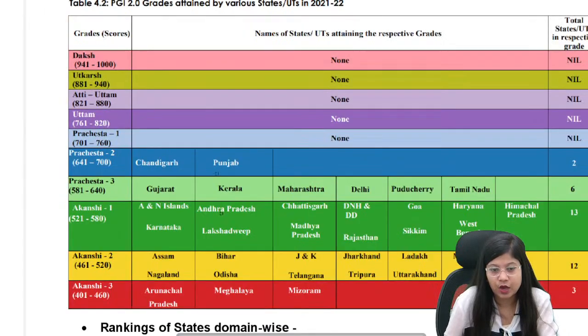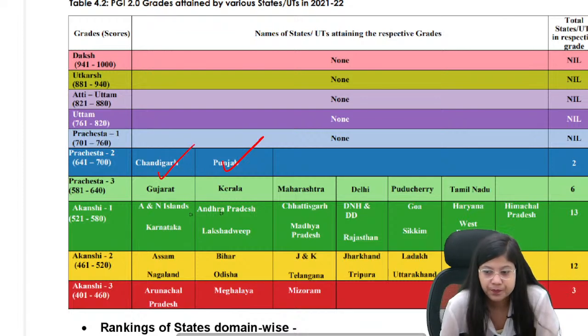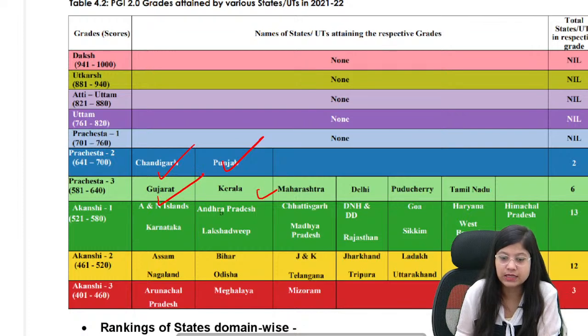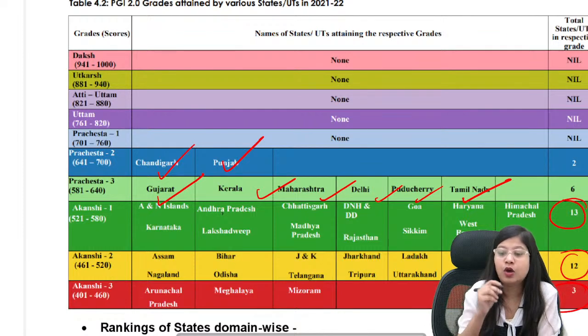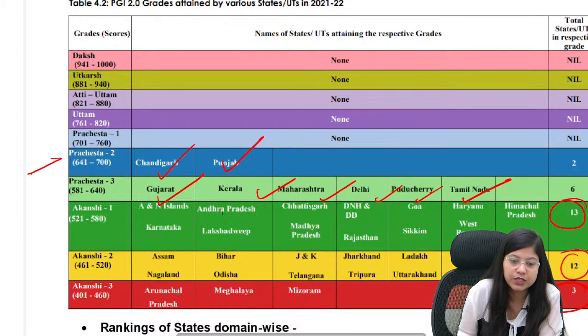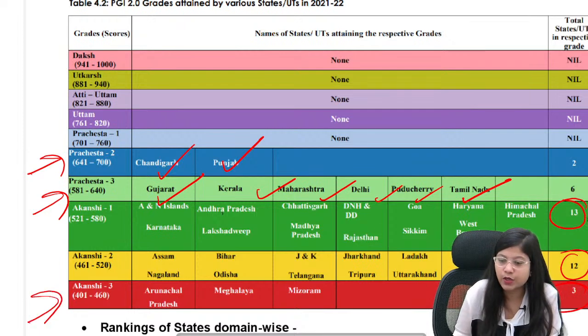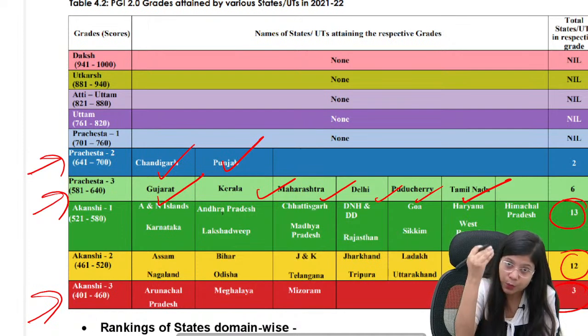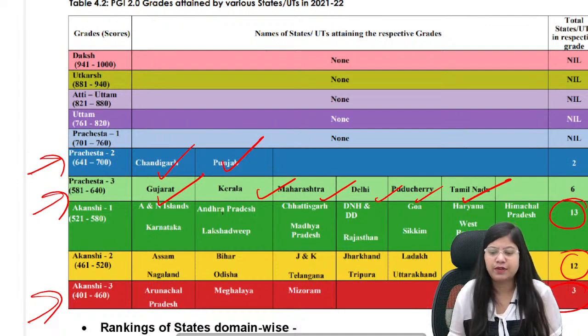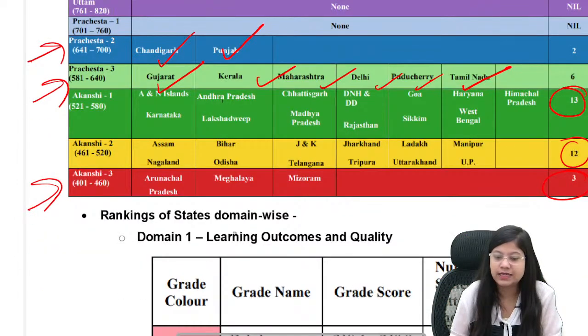In Pracheshta 2 the 2 are Punjab state and Chandigarh Union Territory. Then in Pracheshta 3 we have Gujarat, Kerala, Maharashtra, Delhi, Puducherry, Tamil Nadu. Then in Akanshi we have these 13 states and UTs, then 12 here and 3 here. Now, do you need to remember all the states here? No. Remember the names of the states in Pracheshta 2, Pracheshta 3 and Akanshi 3. Apart from this, when you have 13 or 12 states in these two categories, just remember whether your state is there, so remember which category your state is in. Apart from that, don't remember such heavy data, because then you will get confused and it is not asked in the exam.